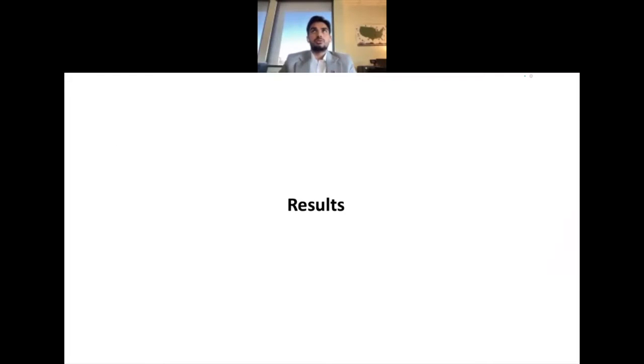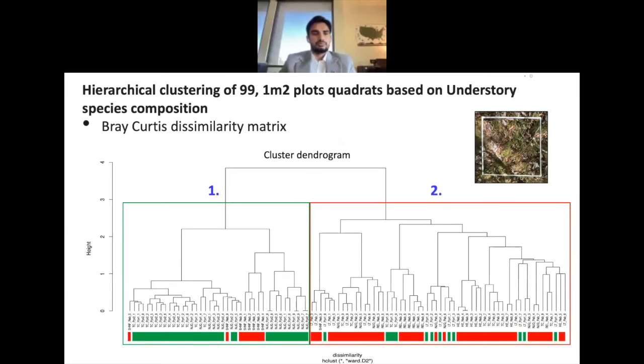Let's go to results. So we have a total of 99 1 meter sampling quadrats in all sites. We pooled all the data and performed hierarchical clustering using a Bray-Curtis dissimilarity matrix. And this gives us two groups of data showing presence and absence of the target species.